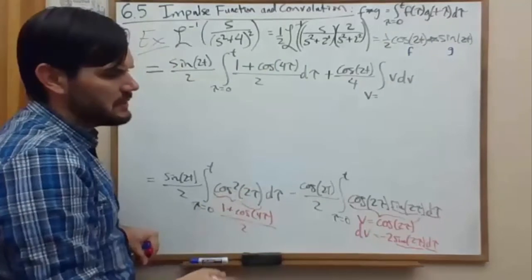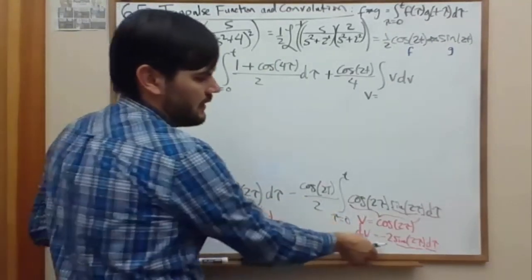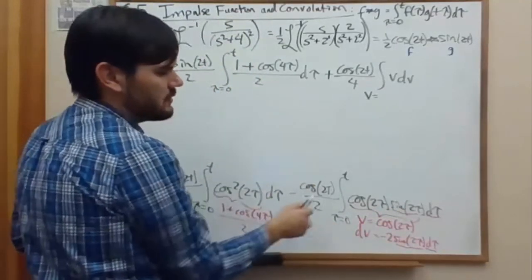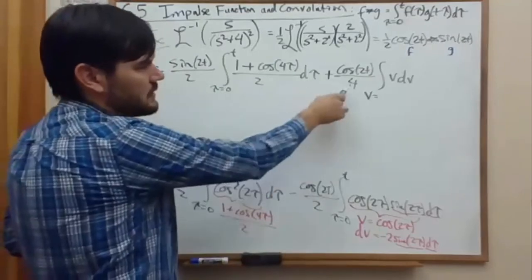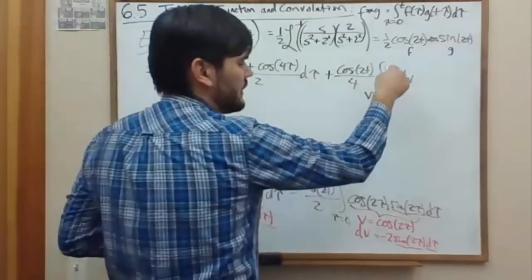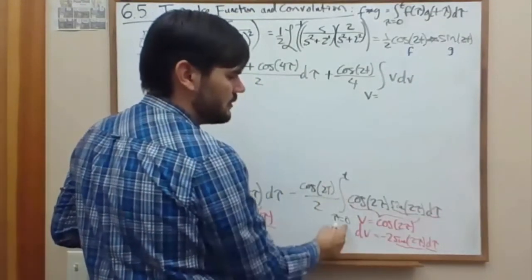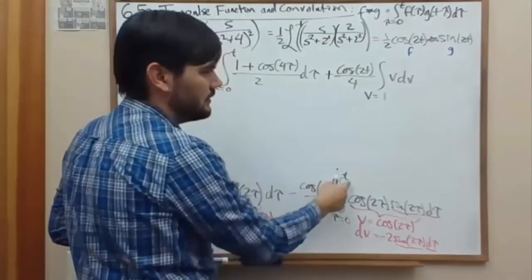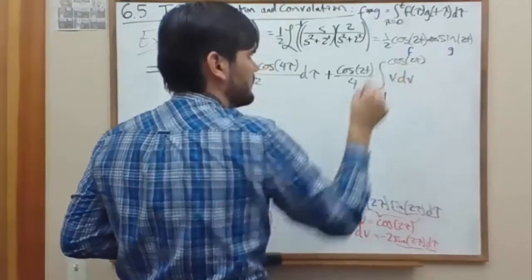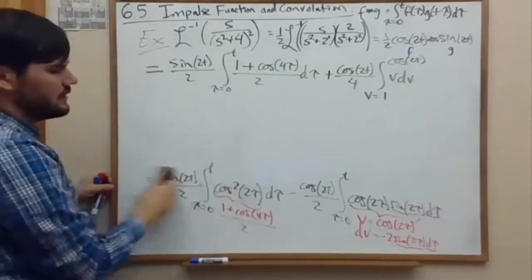Okay, so before I plug my limits, let me just double check here. My v was cosine of 2 tau, and so I had my dv all set except for a negative 2, so I divide by the negative 2, which gives me a positive 1/4 on the outside. And then I'm integrating from tau equals 0 to t, so that means v equals 1 up till cosine of 2t. Okay. So now I integrate through.